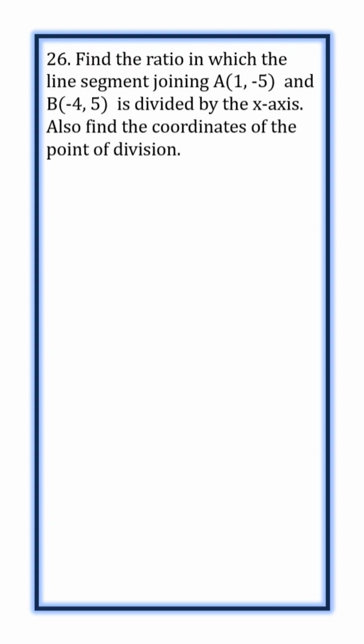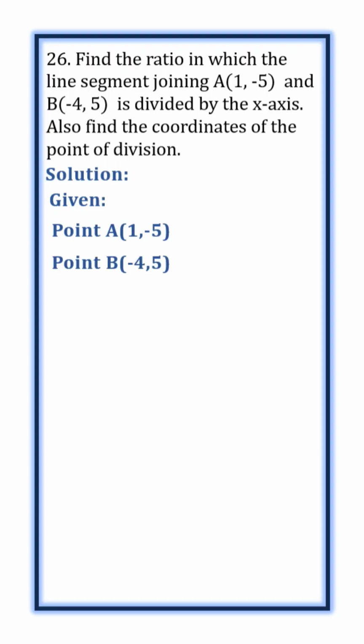Now let us solve it. What has been given? Points A and B. A is 1 comma negative of 5, B is negative of 4 comma 5. Now we have to find the coordinates of the point of division and also the ratio. Here also two parts are there.